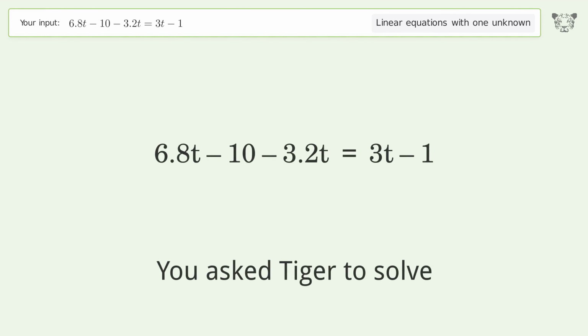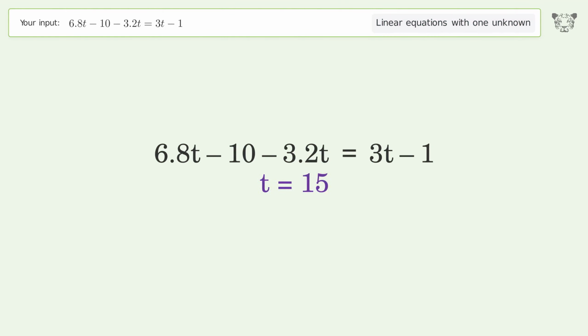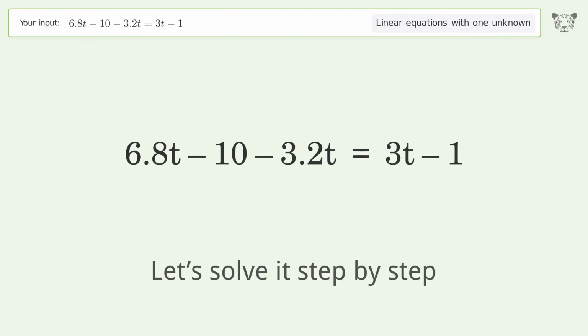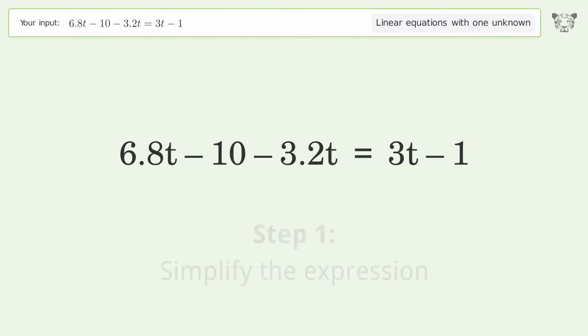You ask Tiger to solve. This deals with linear equations with one unknown. The final result is t equals 15. Let's solve it step by step. Simplify the expression. Group like terms.